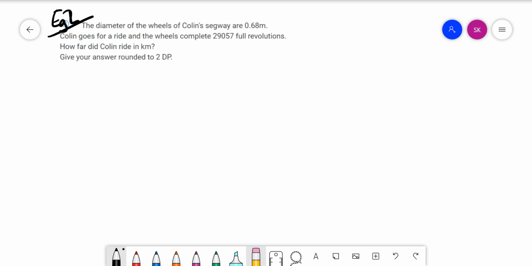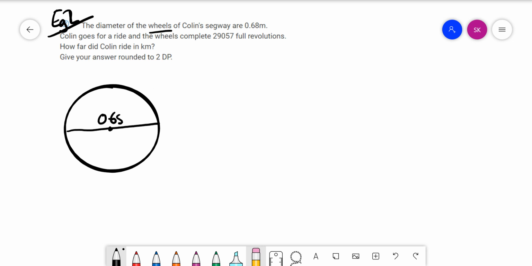So the diameter of the wheels of Colin's Segway is 0.68 meters. Now we should draw a diagram, but not of the Segway, we should draw it of the wheels. So 0.68 meters is the diameter. Colin goes for a ride, and the wheels complete 29,057 full revolutions, which means they go fully round that many times. How far did Colin ride in kilometers? Give your answer to 2 decimal places.